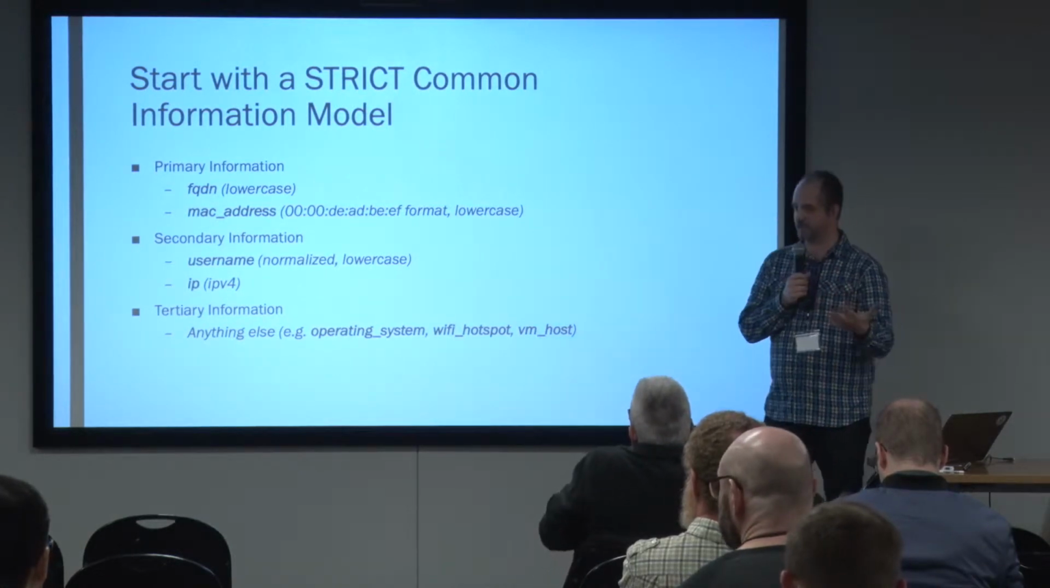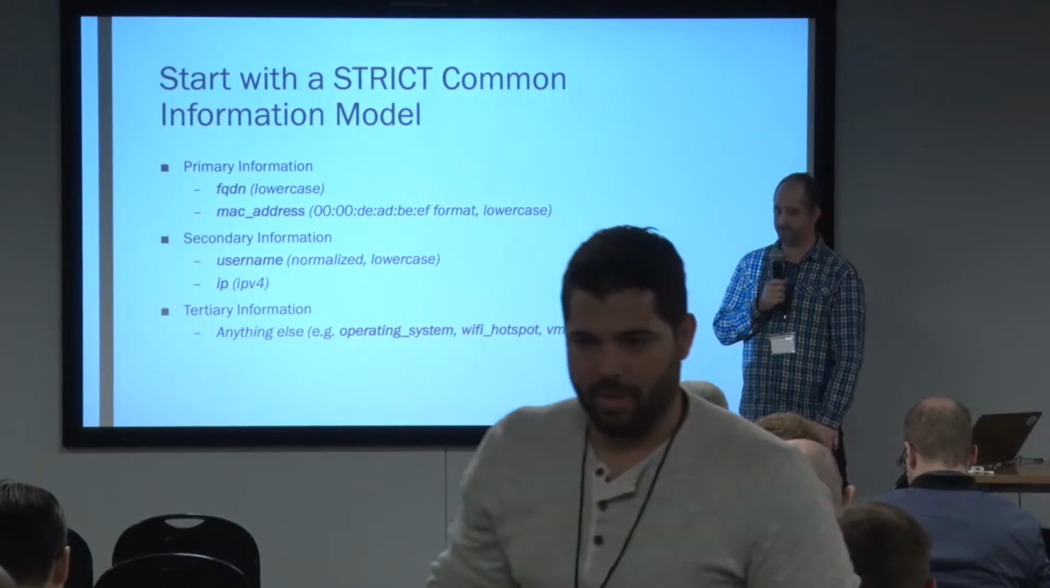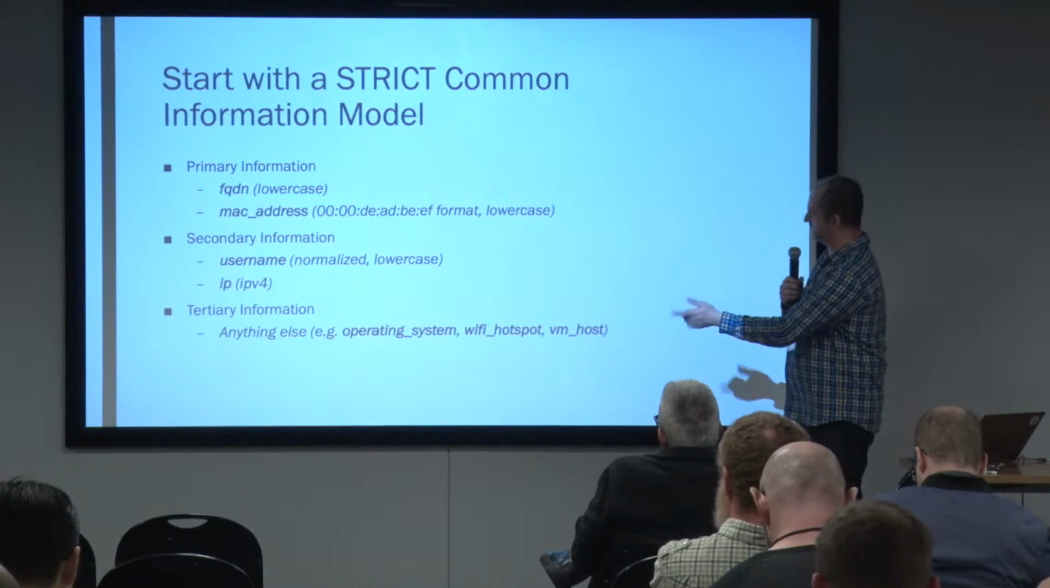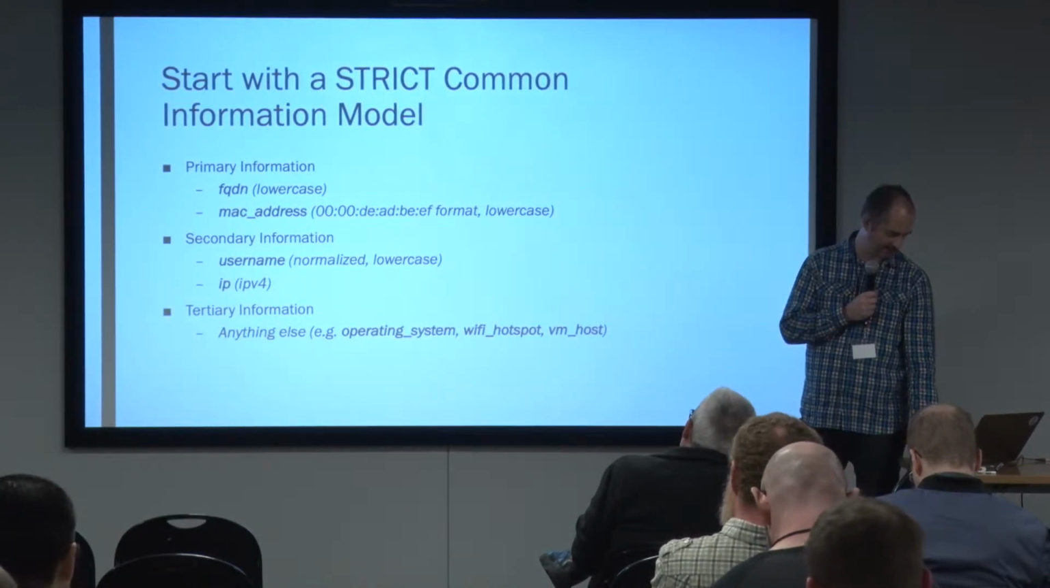Primary information is the keys to my table, FQDN and MAC address. Secondary information is username and IP address, which is cool, but I can't really do any transforms off that yet. And tertiary information is just additional information that helps me build out context.